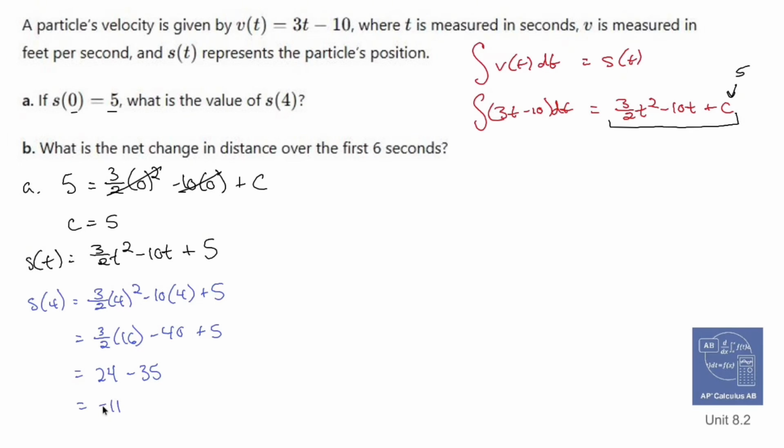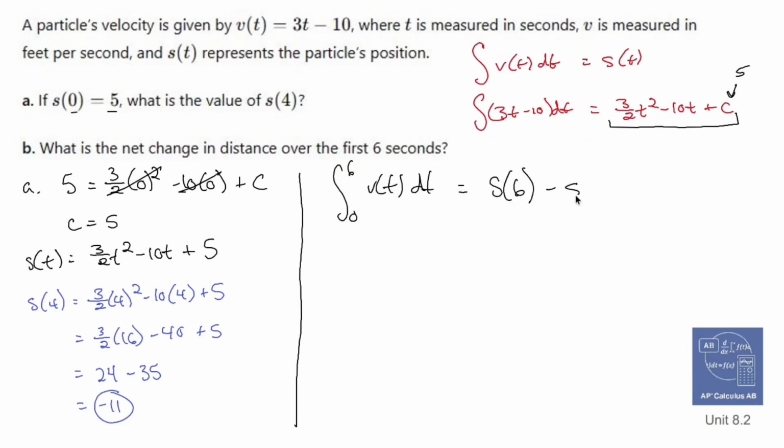Now that is part A. A is done. What is the value of s of 4? Dunzo. Now I have to do part B, which is asking for the net change. That's the same exact thing as displacement. Since I already found the integral, normally displacement would be found by integrating between 0 and 6 of that v of t function, right? But in this case, since I found out what s is, all I have to do is s of 6 minus s of 0.